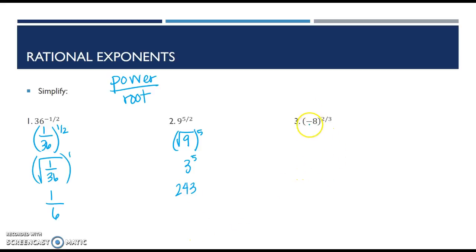And number 3, negative 8 to the 2/3. So that's the second power, and the third, or cube, root. So I have the cube root of negative 8, squared. Remember, you can take an odd root of a negative, and your answer is just going to be negative. You cannot take an even root of a negative. So the cube root of negative 8 would be negative 2, and then negative 2 squared is positive 4.